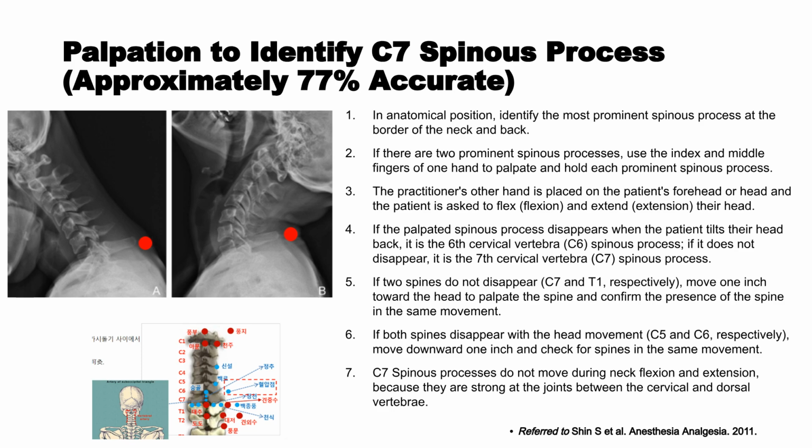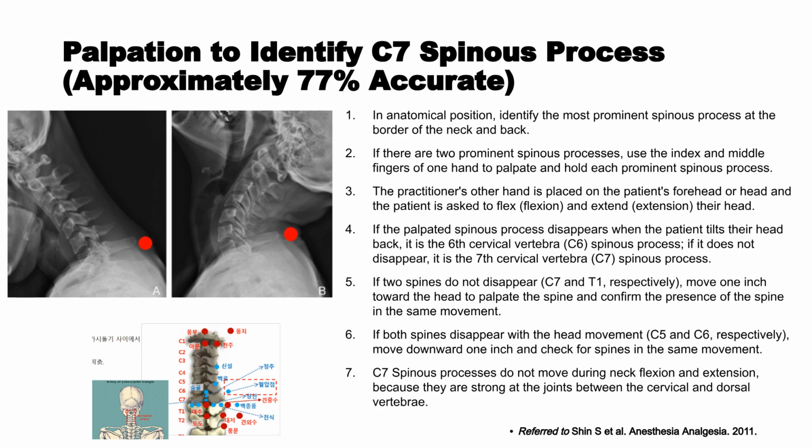You ask the patient to flex and extend their head. The key is that C7 doesn't move because it's strongly joined to the thoracic vertebrae. If the spine disappears when they tilt their head back, it's C6. If it stays put, it's C7, or T1. Researchers suggest this maneuver can identify C7 with about 77% accuracy.